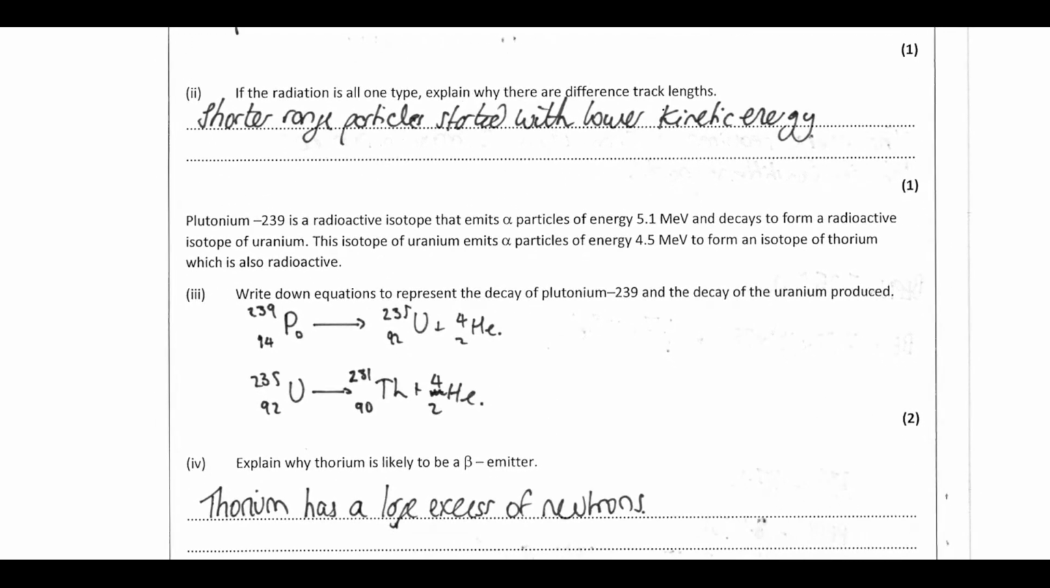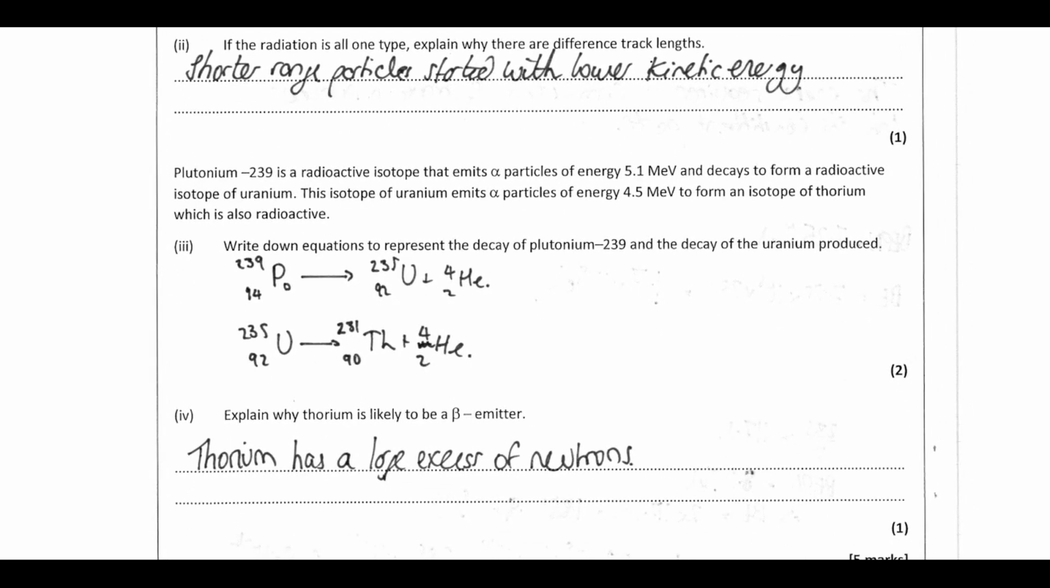Okay, so plutonium-239 is a radioactive isotope that emits alpha particles of these energies, and then the uranium itself decays to form thorium, and they both do it through alpha decay. So write down equations to represent the decay of plutonium-239 and the decay of the uranium produced. Those of you who were observant would have noticed that you were given the equation of uranium in question 2. So you know that uranium is 92, 235 because it tells you we're looking at the 235 isotope, because during alpha decay it's going to go from 239 to 235.